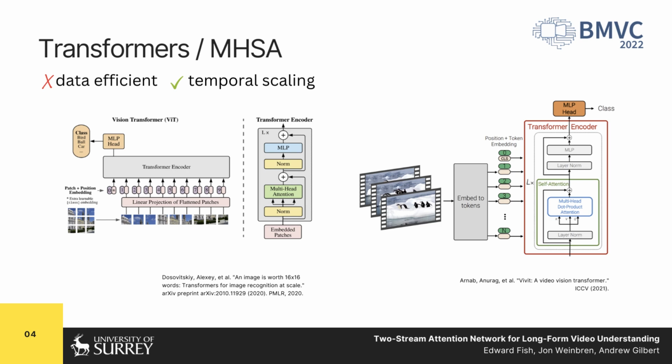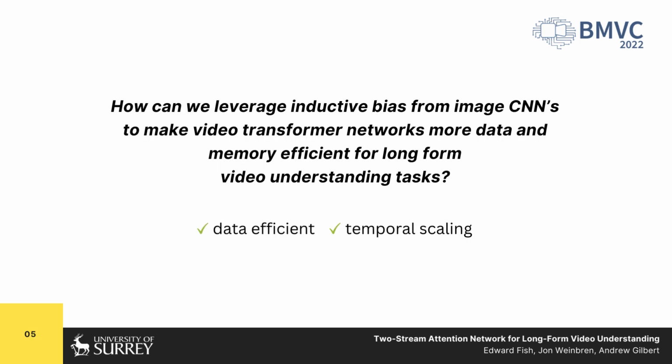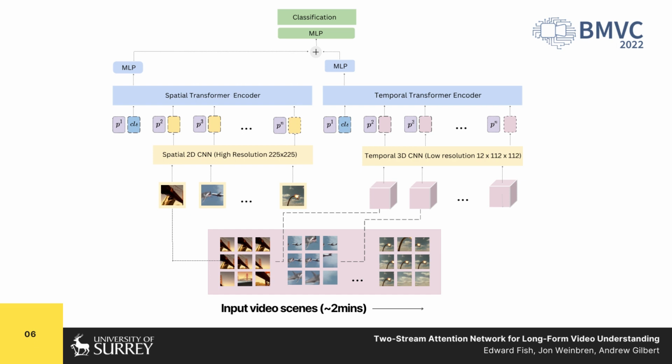More recently, vision transformers have been adapted to the video domain, achieving state-of-the-art results on multiple short video tasks. But it's been observed that transformers are not as data efficient as their CNN counterparts, requiring more data and time to train. And these issues are only exaggerated in the long video domain, as although we have lots of data, we have a limited number of samples to perform gradient updates. We then propose to answer the question, how can we leverage inductive bias from image CNNs to make video transformer networks more data and memory efficient for long-form video understanding tasks?